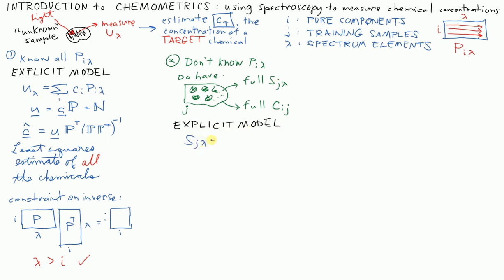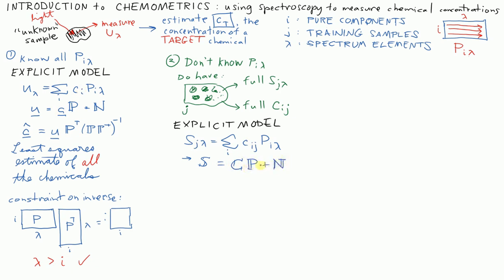J lambda being the indices, equals the sum over all the pure components of the concentration of each chemical in each sample times the pure component spectrum of each of the pure chemicals. If we convert this into a matrix equation like I did here for the unknown sample, this would become spectral matrix S. It's now a matrix, not just a vector, because there's J training samples. And that equals a concentration matrix. Again, two indices here as opposed to the one that we had here. So it's a concentration matrix times the pure component matrix. And then there's going to be noise.